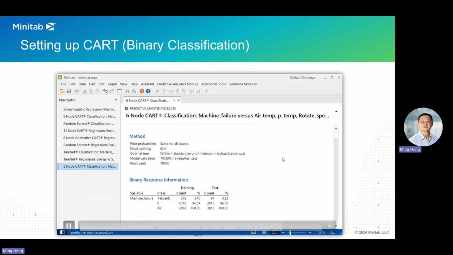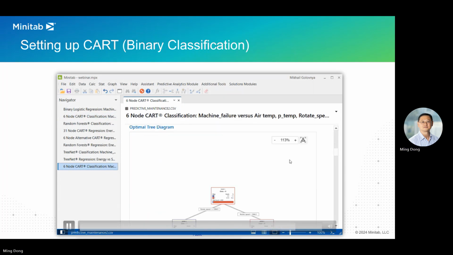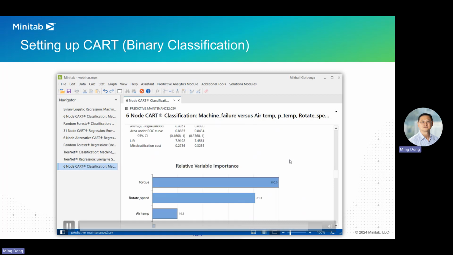Then Minitab can generate output. Okay, so let's look at the output. Running Minitab is very simple, just click, everything done.